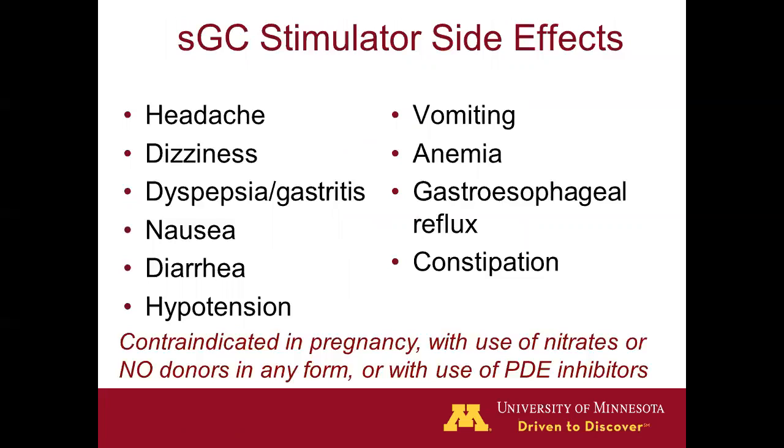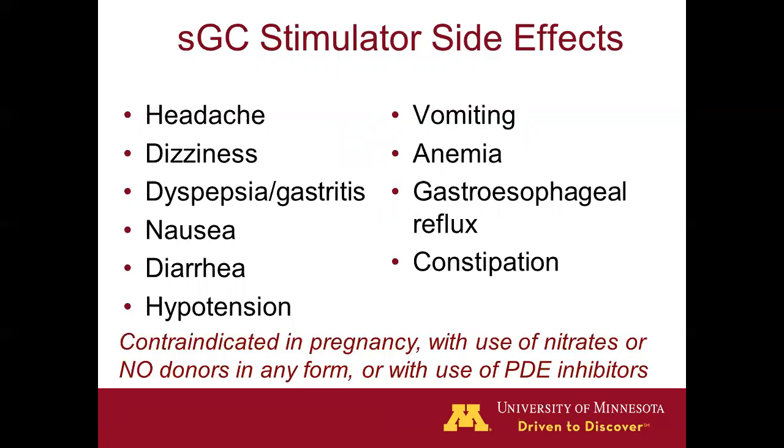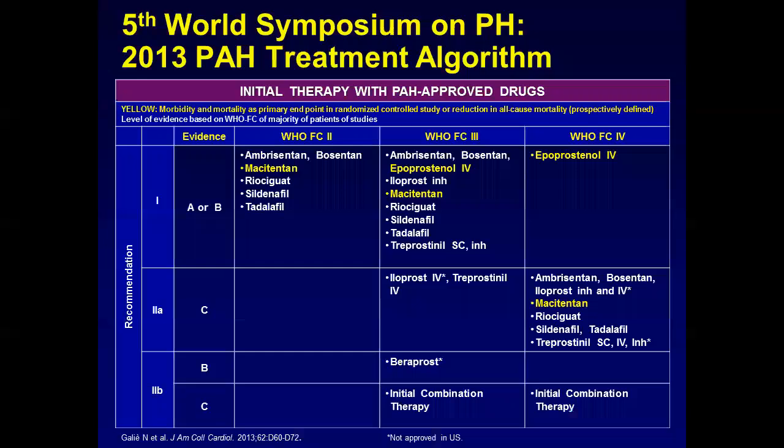The side effects are pretty similar because it's the same nitric oxide pathway, vasodilation. So headache, dizziness, dyspepsia, nausea, vomiting, diarrhea, all those common side effects. One difference between PDE5 inhibitors and sGC stimulators is that sGC stimulators are teratogenic. They are contraindicated in pregnancy. PDE5 inhibitors can be given. So if this girl we are discussing today has severe PAH, I may have to start her on a PDE5 inhibitor or prostacyclin. It's all oral drugs.